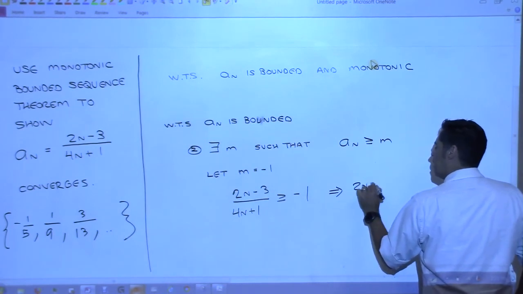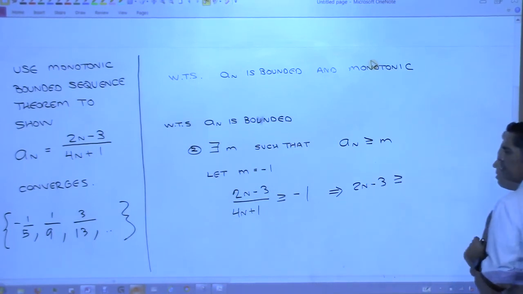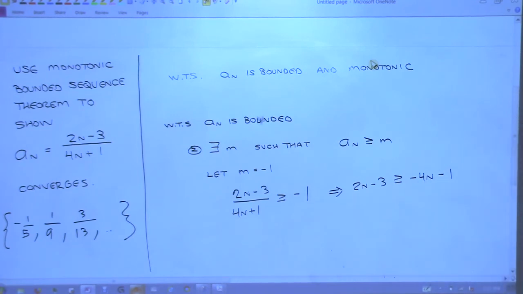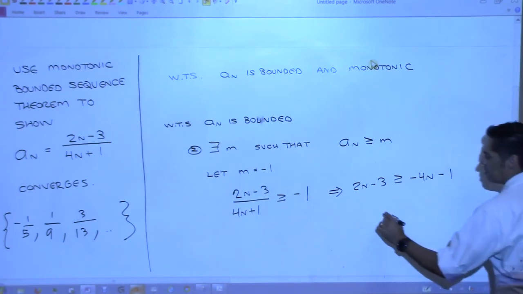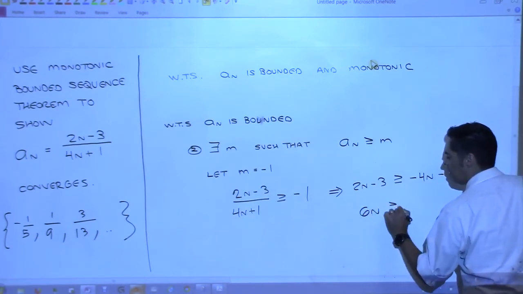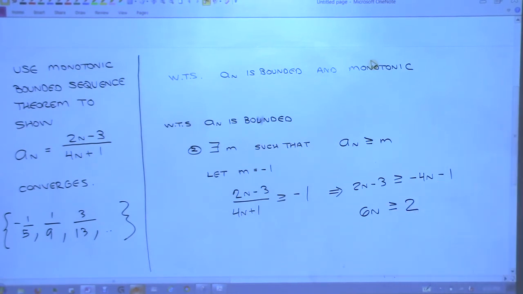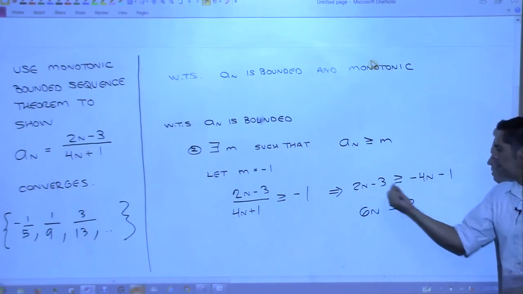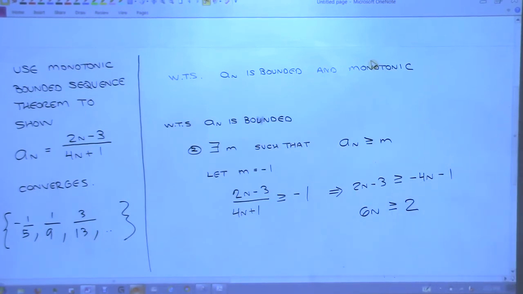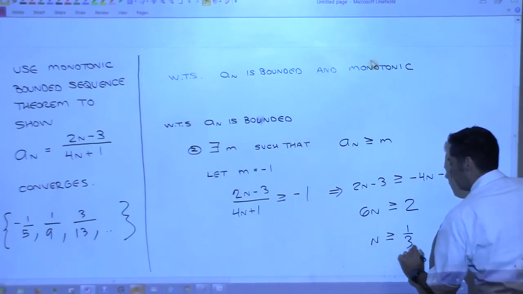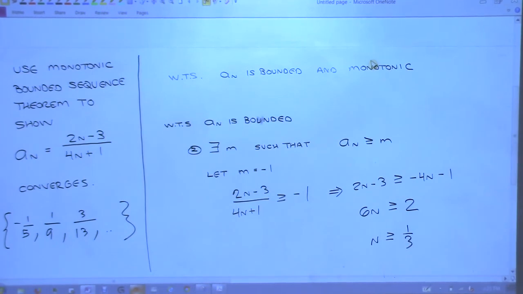We get 2n minus 3 is bigger than or equal to -4n minus 1, because that negative passes through. Move all my n's to one side, so 6n must be greater than or equal to 2. Are y'all following that? Just algebraically manipulating this. This comes over here, this comes over here. And then divide both sides by 6, and you get n must be bigger than or equal to 1/3.